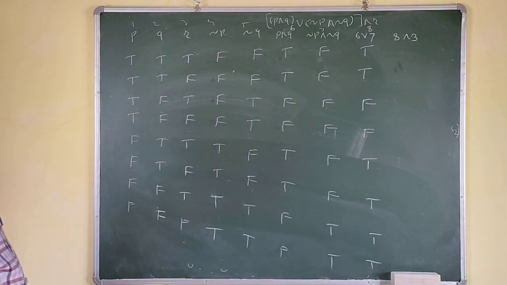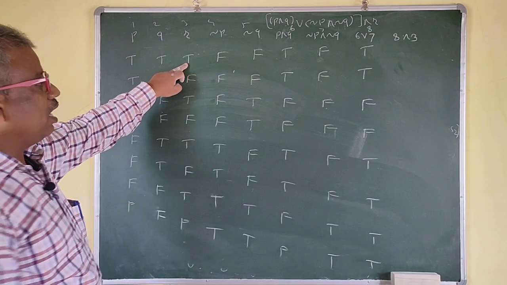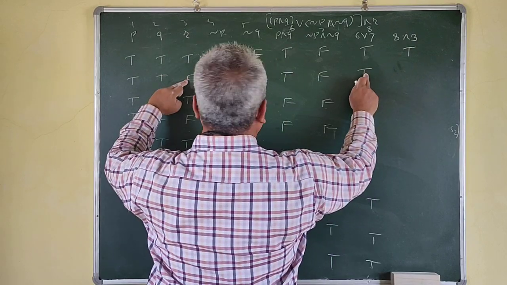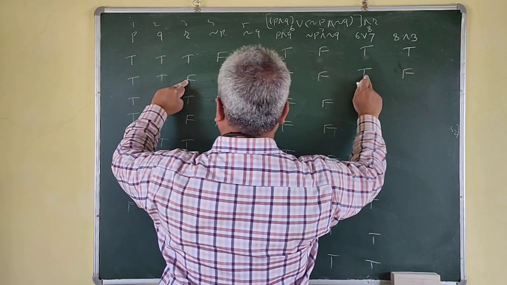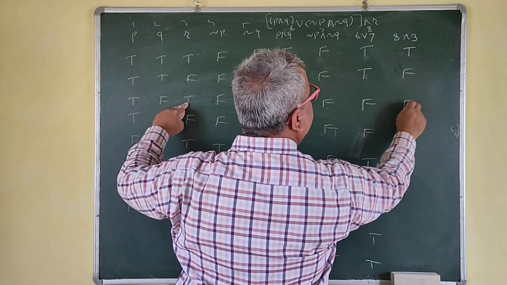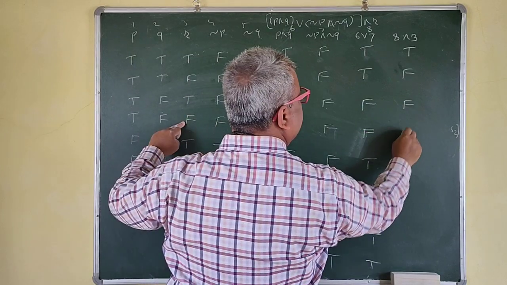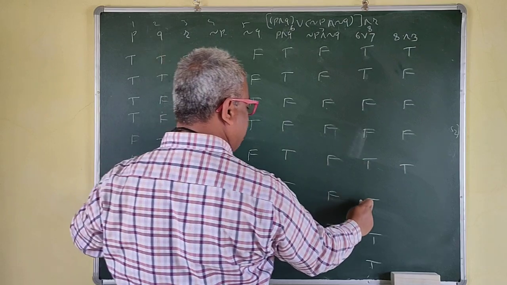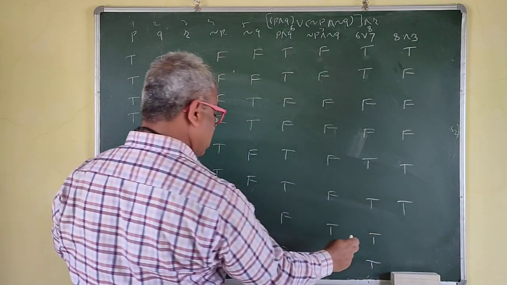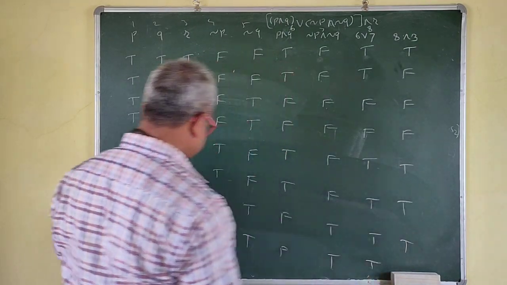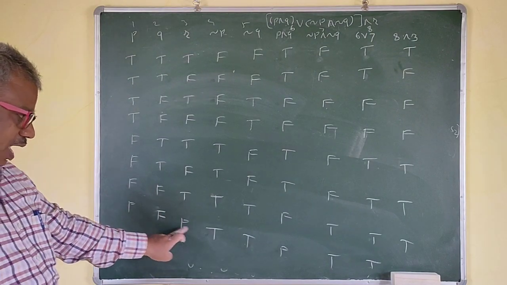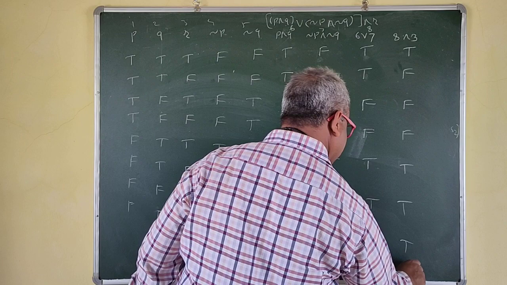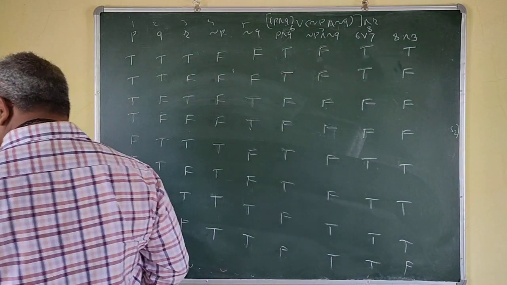Now 3 and 8. Right? And 8. Now this. T and T is T. F and T is F. T and F is F. F and F is F. Then T and T is T. F and T is T. T and T is T. Okay? F and T is F. Right?